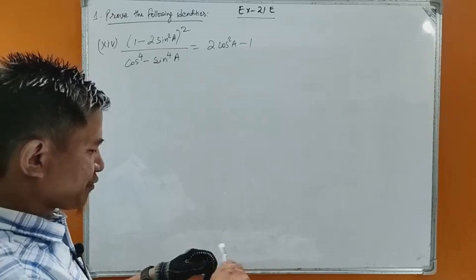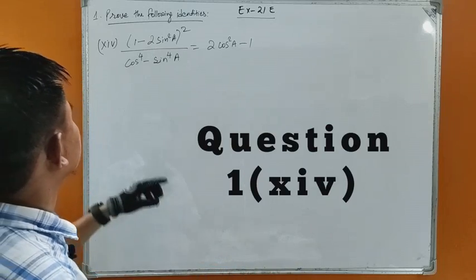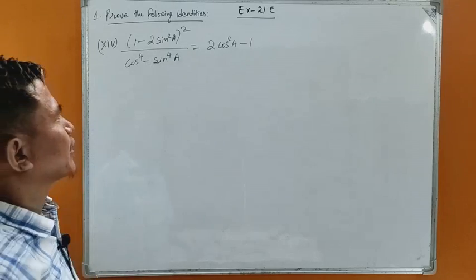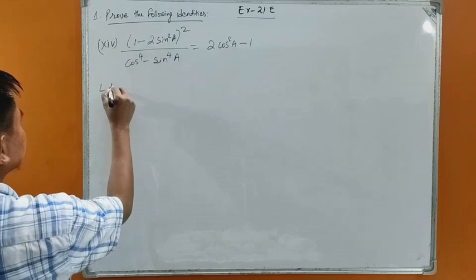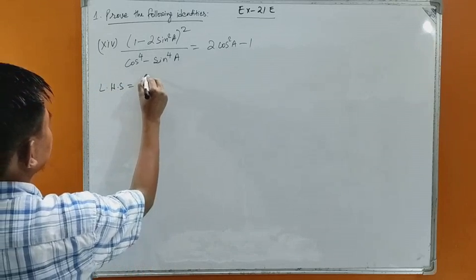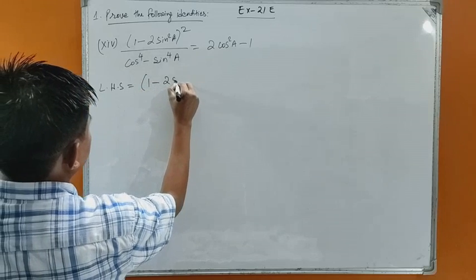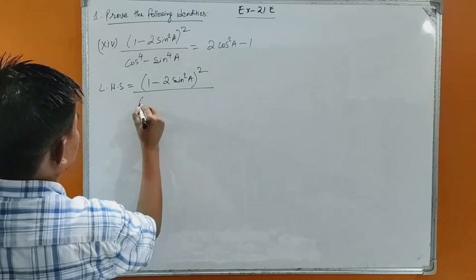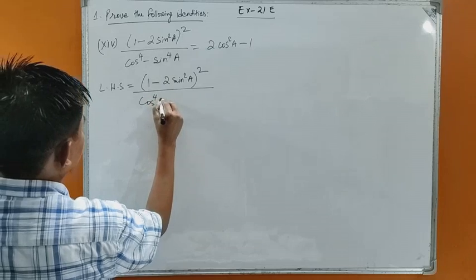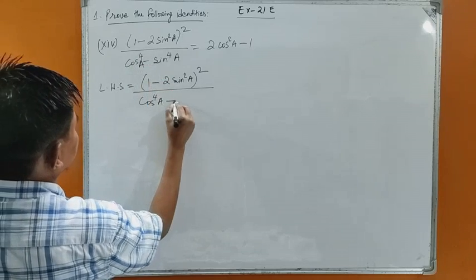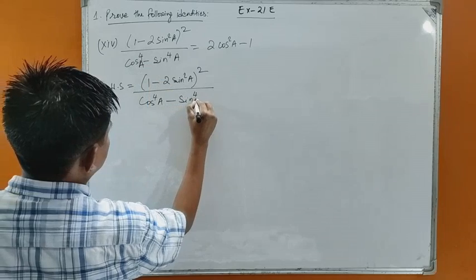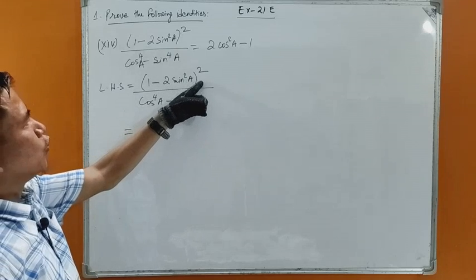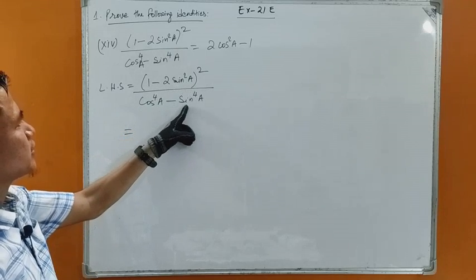Now let us do question number 14 of 1. We have this in the left hand side and we're asked to prove this equals 2 cos square a minus 1. So LHS equals, let us copy the left hand side first: (1 minus 2 sine square a) whole square upon cos to the power 4a minus sine to the power 4a, isn't it?